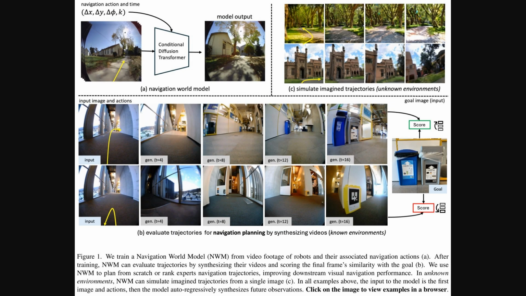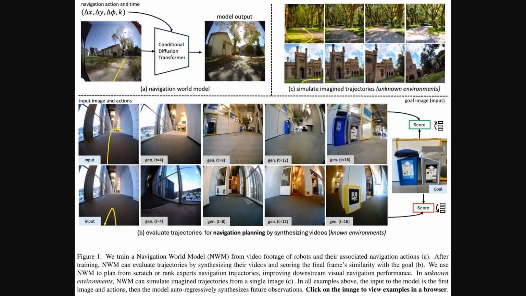Alright, so Figure 1 really helps us see this Navigation World Model in action. Part A illustrates the core idea. The model takes a current view, which is first processed by something called a variational autoencoder, or VAE. A variational autoencoder essentially compresses the image into a simpler numerical representation, or code. Then, along with navigation instructions, like how far to move, turn, and over what time, the Conditional Diffusion Transformer predicts the code for the next view. This code is then decoded by the variational autoencoder back into an image.